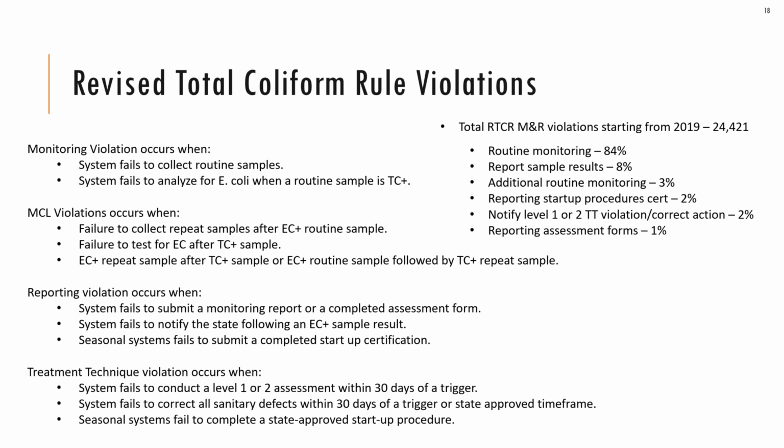Treatment technique violations occur when systems fail to conduct a level 1 or 2 assessment, if a system fails to correct all the sanitary defects which were detected within a specified time frame, or if seasonal systems fail to complete a state-approved startup procedure. On the right are the statistics from the 2019 violation data. There were 24,000 RTCR-related monitoring and reporting violations, with the majority resulting from failing to conduct routine monitoring, followed by failing to report sample results. So let's look at some resources to help water systems better understand the monitoring and reporting requirements so they can maintain compliance.